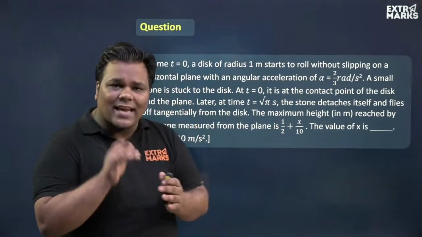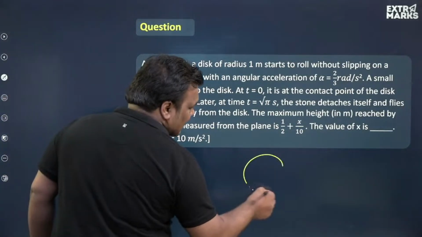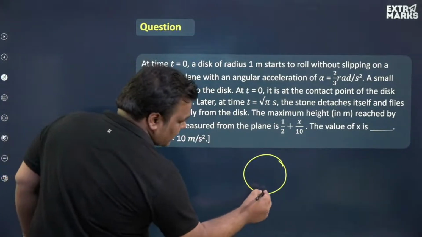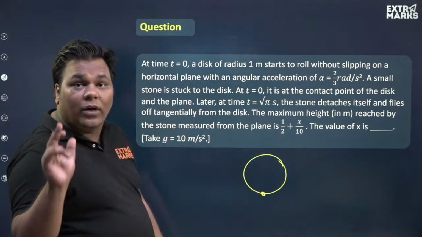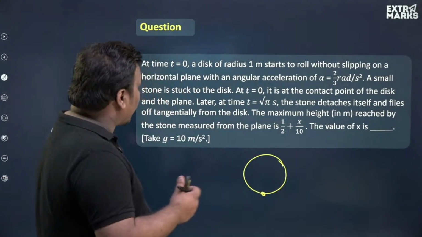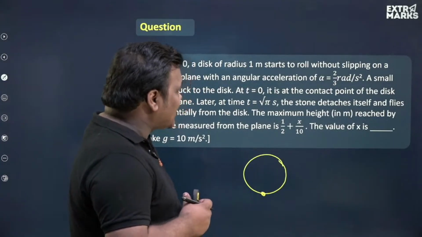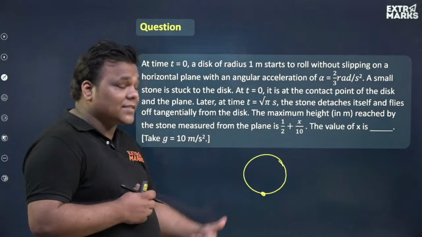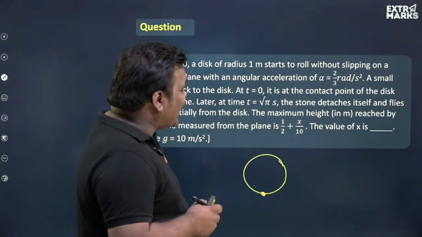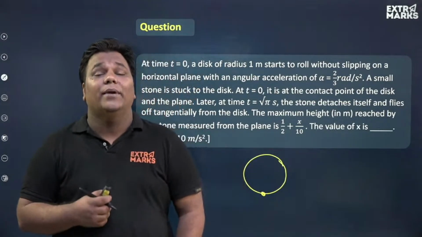So basically, we have a disk, and there is a stone stuck at the periphery of the disk. At t equal to 0, the stone was at the contact point of the disk with the ground. Later, at time t equal to root pi seconds, the stone detaches itself and flies off tangentially from the disk. The maximum height in meters reached by the stone measured from the plane is 1/2 plus x by 10. The value of x is? Absolutely brilliant question.